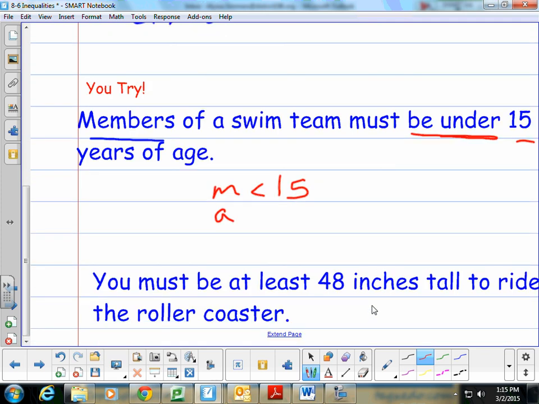So then we have, you must be at least, that's a keyword, 48 inches tall to ride. So you could be exactly 48, you just can't be less than. So you must be, you in your height, since we're looking at tall, so I might pick H for that variable, at least 48 inches to ride. So I'm going to say your height has to be greater than or equal to 48.